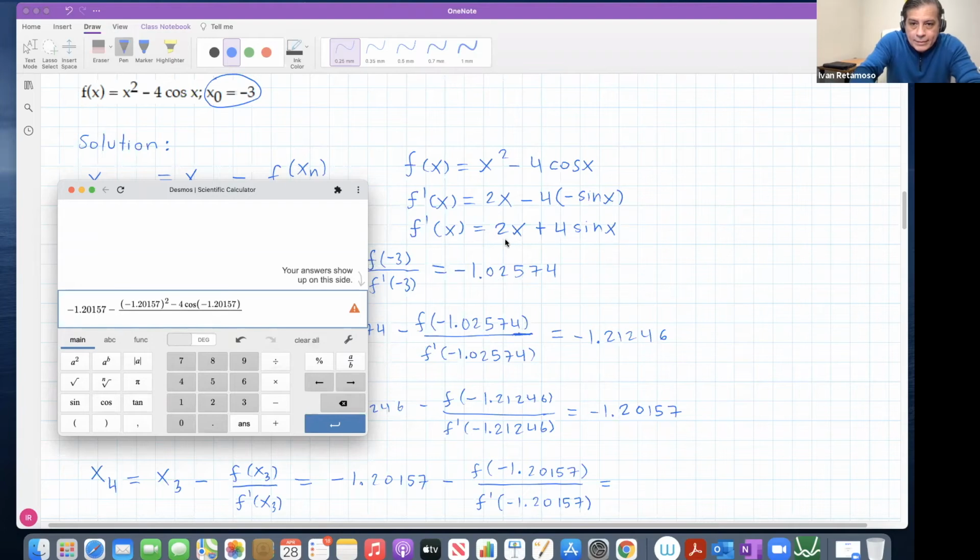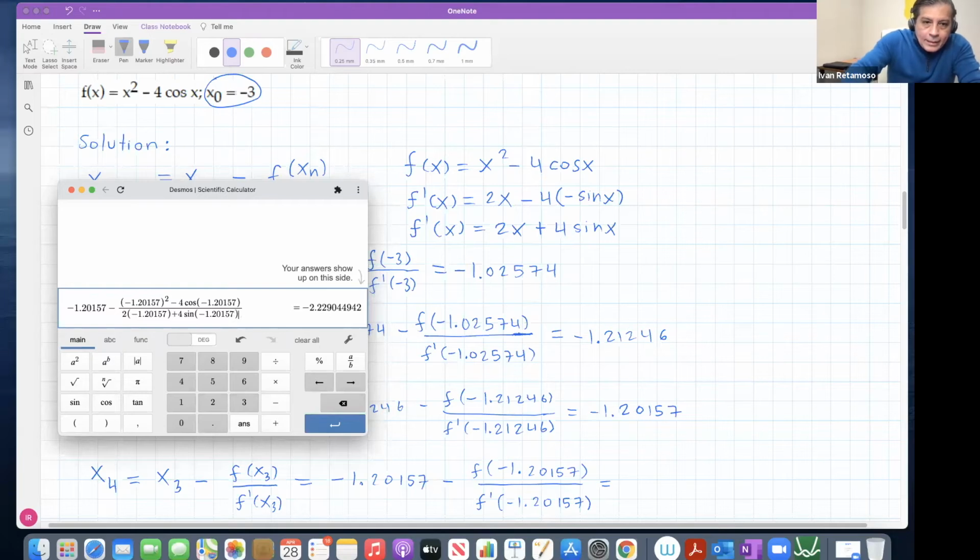the derivative, this guy: twice the value of x, that value of x being negative 1.20157, close parentheses, plus 4 times the sine of negative 1.20157 in radians. To avoid retyping, you can just copy and paste, keeping the previous computation. Now in radians, remember, in radians.